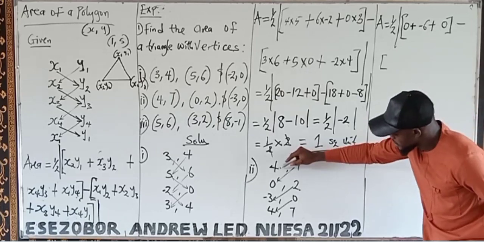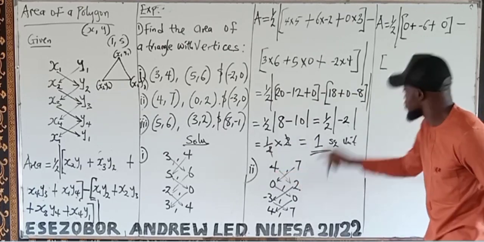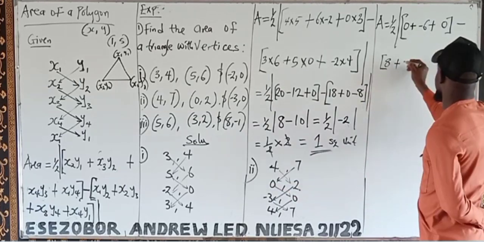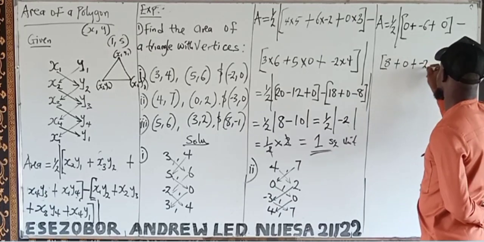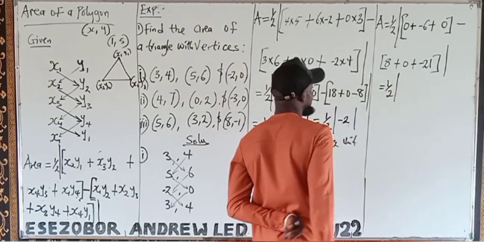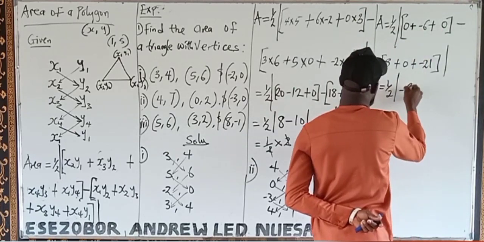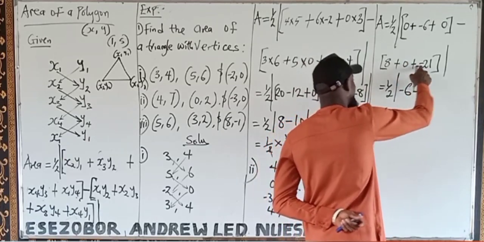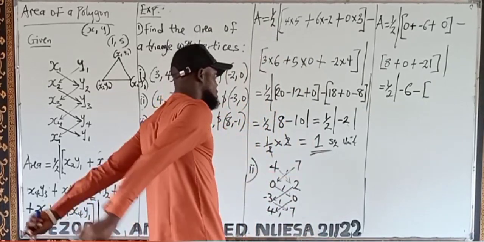minus, okay, let's go to the second one, this times this, this times this, this times this: 4 times 2, that is 8, plus 0 times 0, that is 0, plus 3 times minus 7, that's minus 21, reduce it. Then we're going to have half the magnitude of 0 plus minus 6, that is minus 6, plus 0 again, minus 6, minus 8 plus 0, that is 0, plus minus 21, it's just like 8 minus 21, that's what we have here, like 8 minus 21.